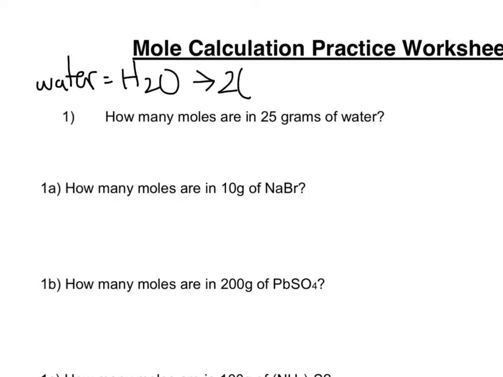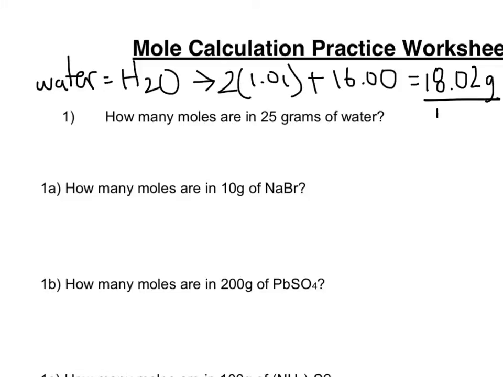So it's going to be 2 times, and from the periodic table, 1.01, plus oxygen atom. So from the periodic table, the 15.999 rounds to 16.00. In all of these molar mass calculations, I'm using 2 decimal places. Adding together gives 18.02 grams per mole. So that's actually going to end up being a conversion factor for us.